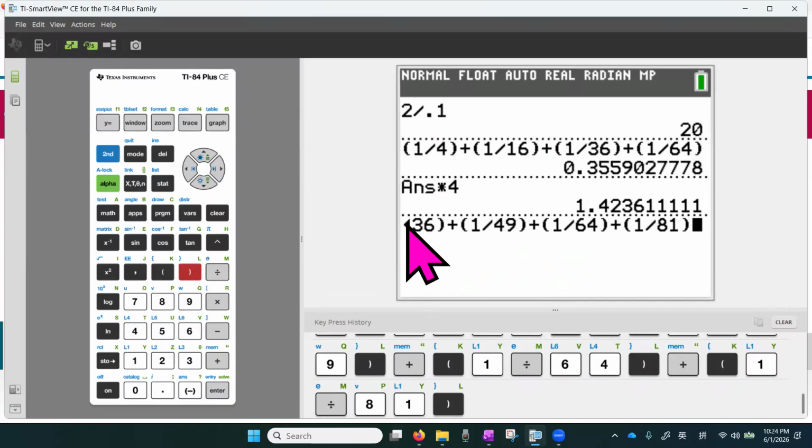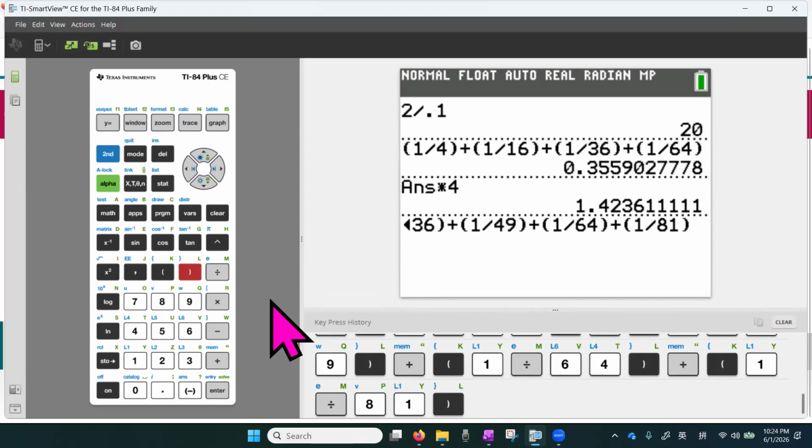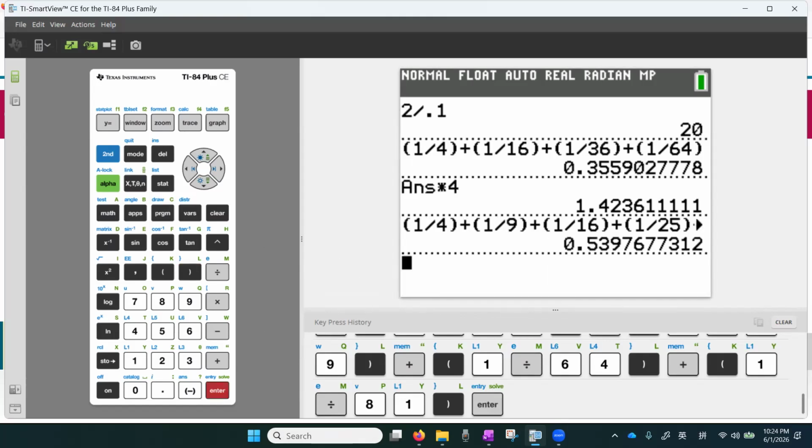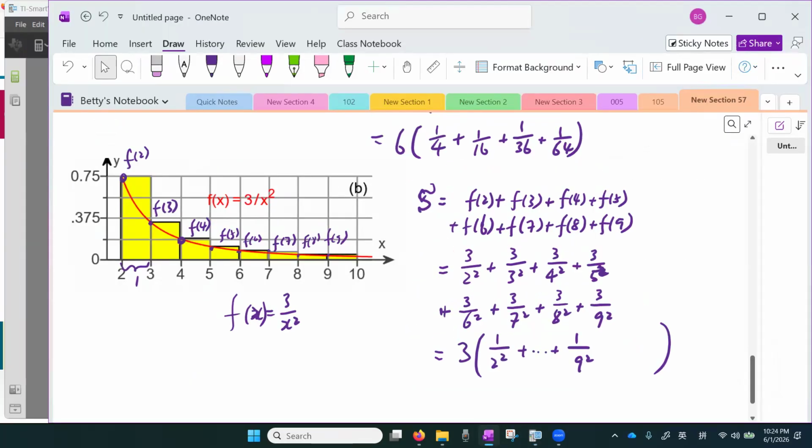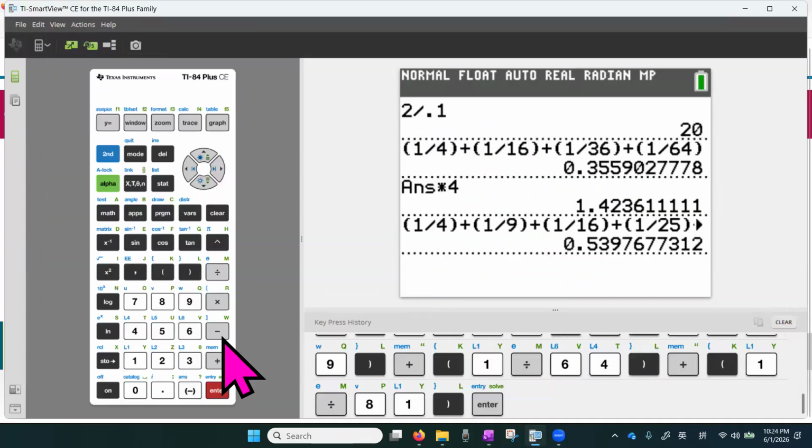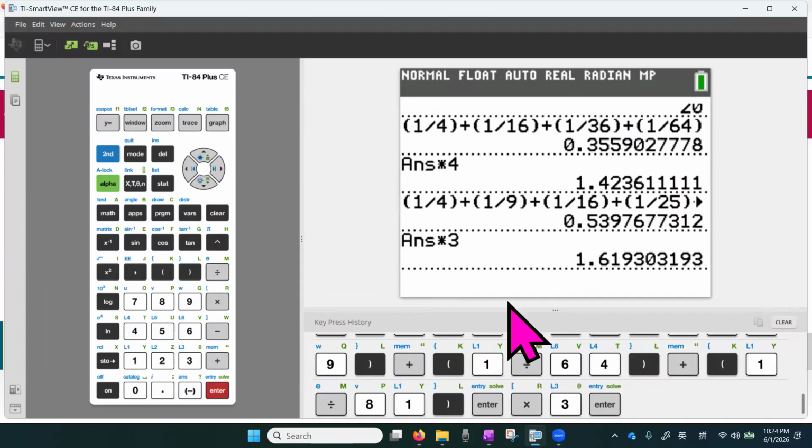Right? Yeah, unfortunately I don't see the part that is hidden right now. So make sure your entry is correct. That's what we intend to tell the calculator. And then don't forget to multiply by 3. 1.6193.